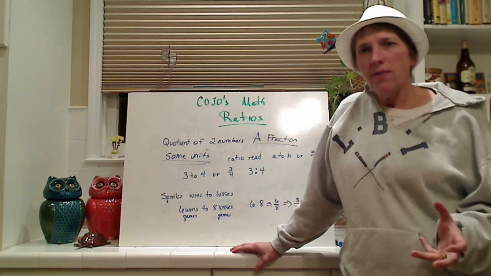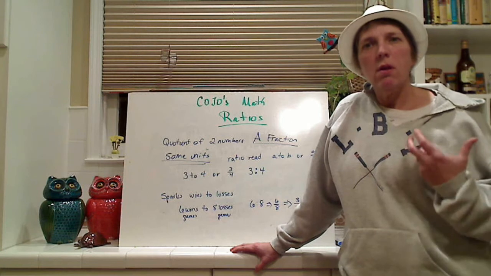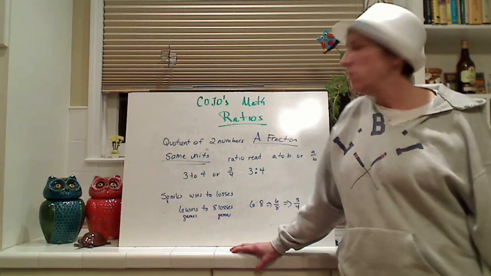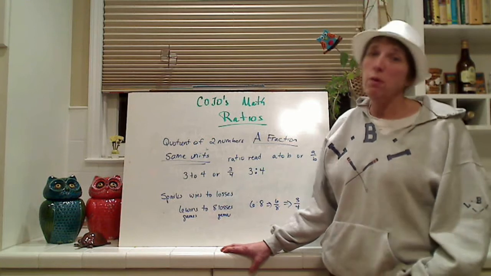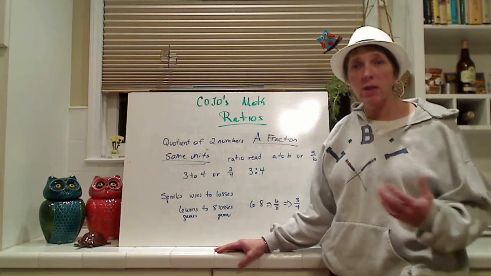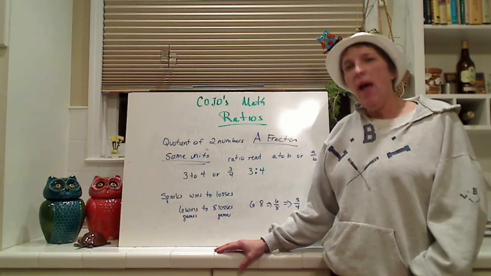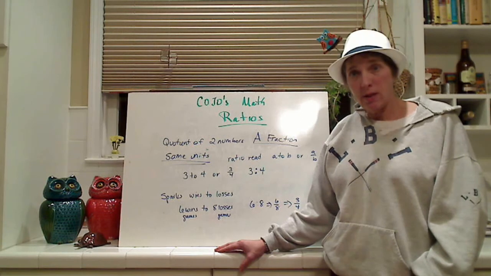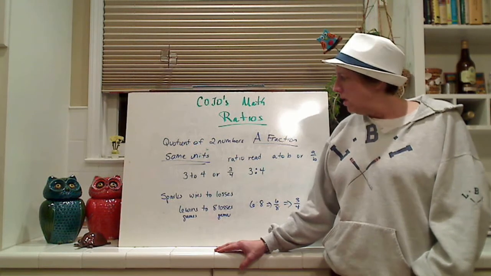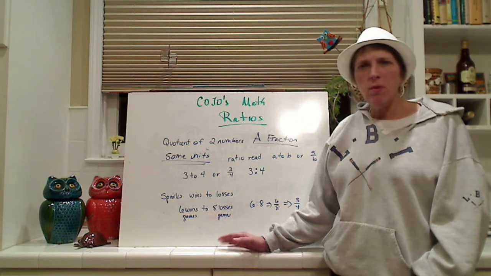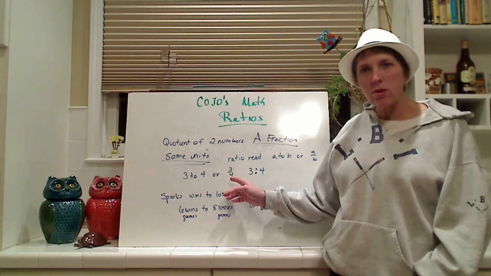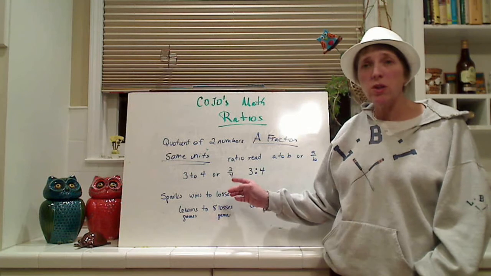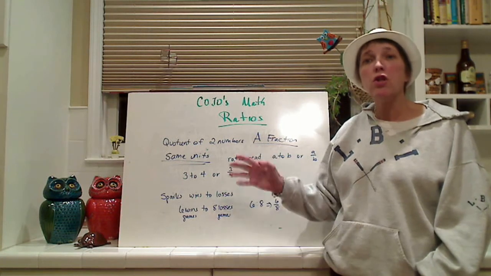Ratios are not that difficult if you remember the definition. Ratios are written as a quotient of two numbers, or a fraction, and they have to have the same units that you're talking about. You don't read 3/4 as a fraction; if I tell you it's a ratio, it's 3 to 4.